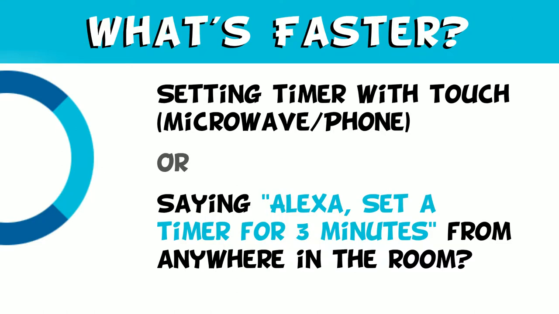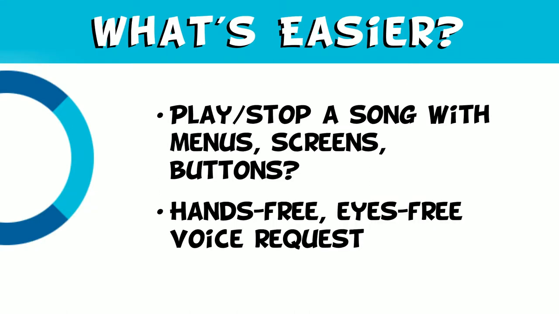So for example, what's faster? Setting a timer by walking across the room to the microwave and setting a timer, or even going through screens and buttons on your phone to set a timer, or saying, Alexa, set a timer for 3 minutes, or we saw Joe this morning say that. Hey Siri, set a timer for 12 minutes. So is that faster? Arguably, yes.